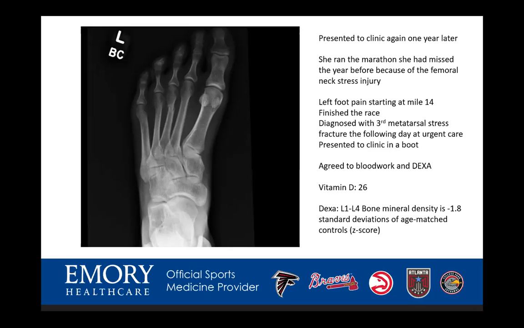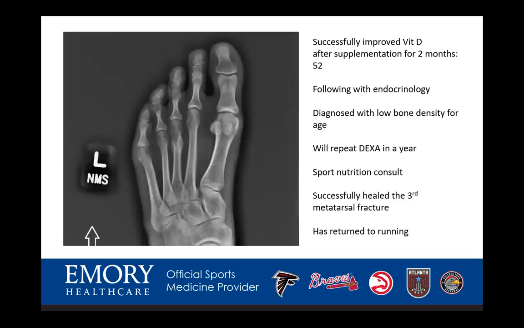So at that point, she agreed to blood work, and she agreed to a Dexa, and she had a vitamin D. So kind of through the extensive blood work, the one pertinent finding was a vitamin D of 26, and she had what's considered a low bone mineral density for age, given her status as an athlete, of the lumbar spine of -1.8 standard deviations Z-score from age and gender matched norms.